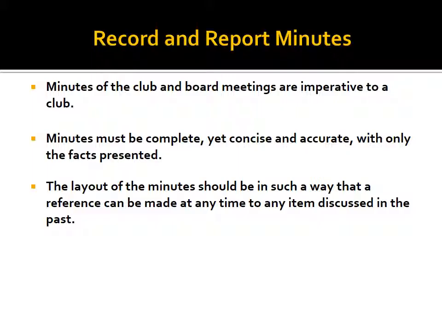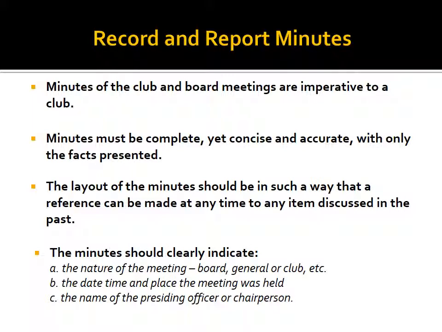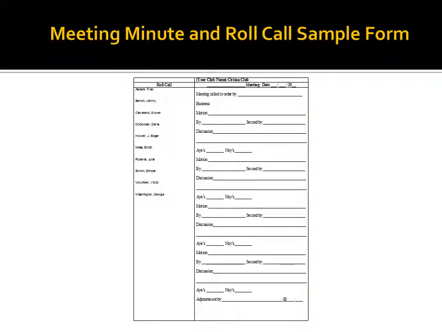So it's important to not give necessarily thoughts and opinions, but to record the actions of the board, including motions and seconds. The minutes should clearly indicate the nature of the meeting, if it's a board meeting or a general club meeting, the date, the time, and the place that the meeting was held, the name of the presiding officer or chairperson, and a list of those in attendance. Attached below is a meeting minute and roll call sample form that is available. You may use this form or customize it based on the specific needs of your club.